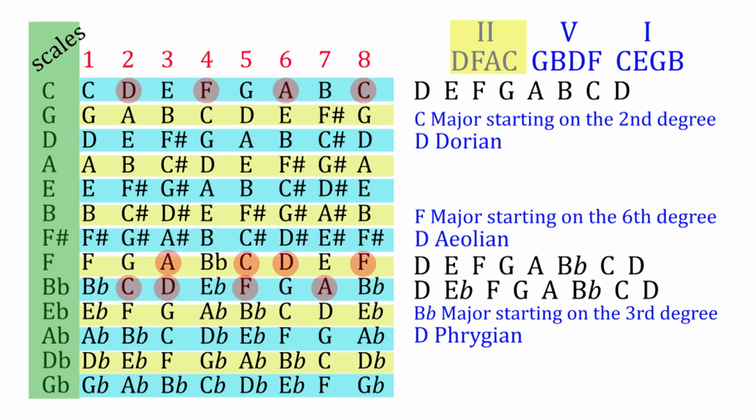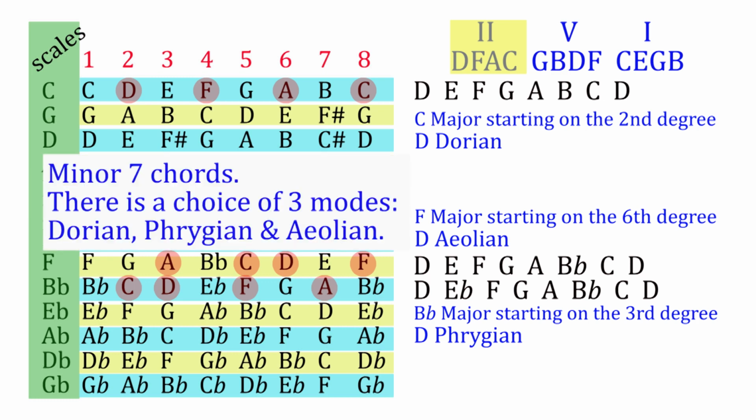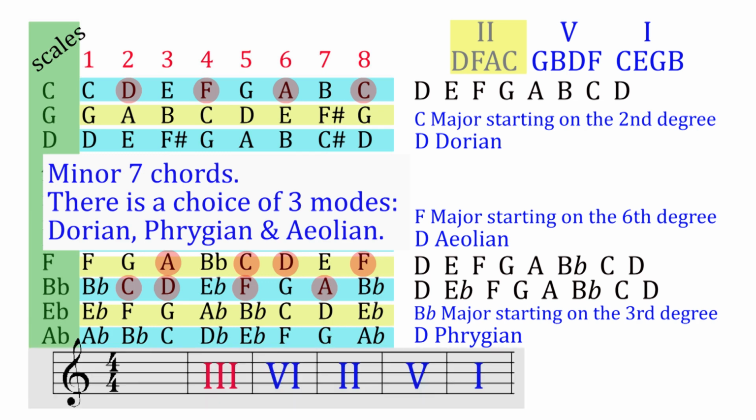And lastly, we have the B flat major scale starting and ending on the 3rd degree, so D Phrygian. So we have 3 modes that we can use over the D minor 7 chord. Players will usually use the Dorian or Aeolian modes. The Phrygian mode can cause some problems as it may clash with other notes and therefore is mainly used over a 3 chord in a progression.